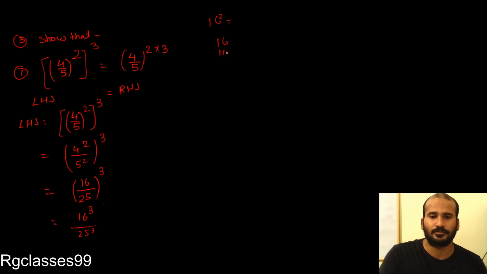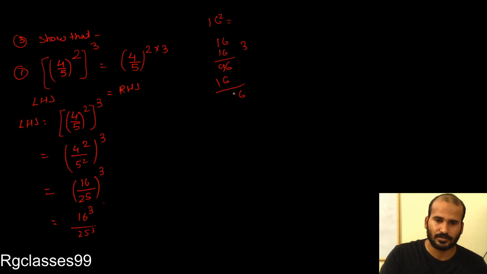16 into 16. So 6 times 6 is 36, 3 carry, 6 times 6 is 36 plus 3 is 39, 16 6 is 96. Okay, 160. So this will become 256. Now just multiply again with 16 because we have to know the value of 6 cube.